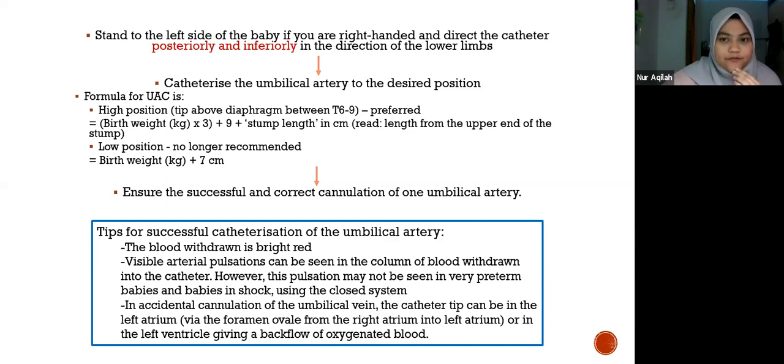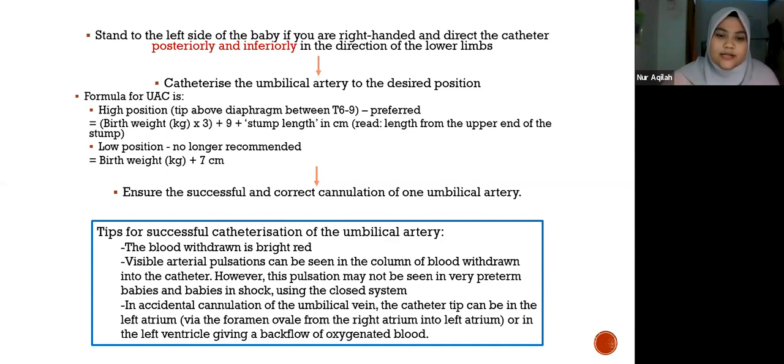So to put it in the descending aorta, it has to be more than 7 cm. And then after cannulation or catheterization, you should ensure the successful and correct cannulation of the umbilical artery. In a successful catheterization of the umbilical artery, the blood withdrawn should be bright red because it should be oxygenated at that point in time. And also we can see visible arterial pulsation in the column of blood which we draw into the catheter.